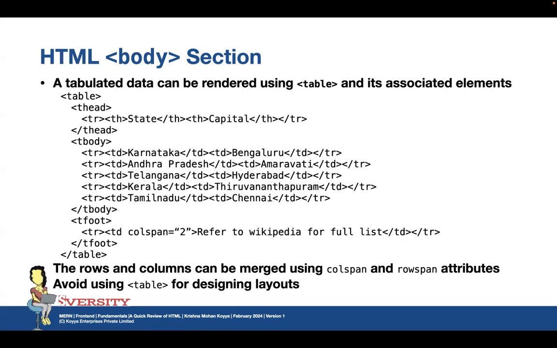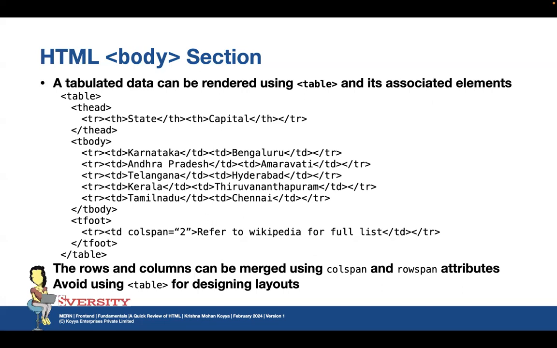How do you merge? You span the columns. If you want to span the columns horizontally, if you want to merge, you go for colspan. If you want to merge vertically, you go for rowspan. Here I am using colspan as an attribute, the number of columns you want to merge. So it is the first TD element, and we are saying merge two, meaning the first and second TD elements, both the columns will be merged together. And here we are saying refer to Wikipedia for full list, something like that.